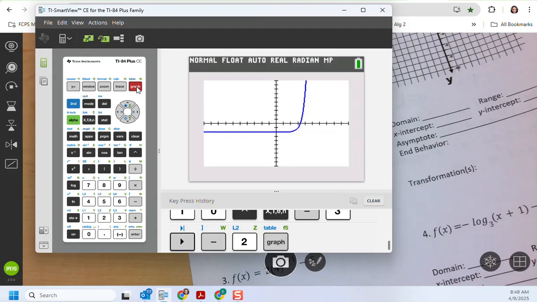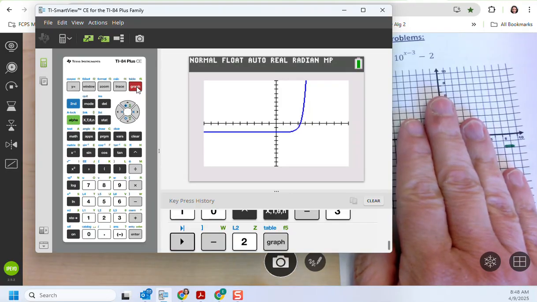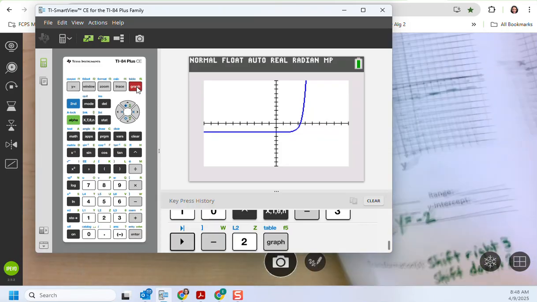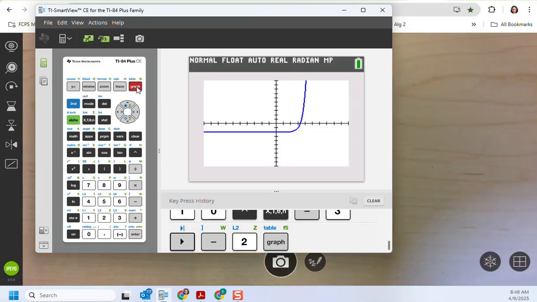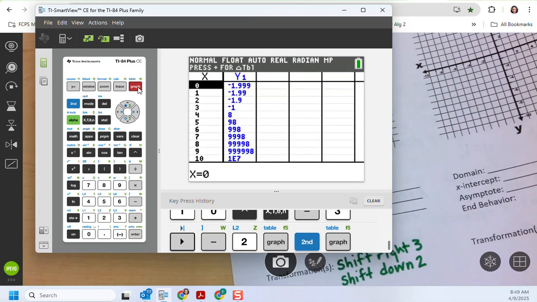All right, so we know that it's going to look a little bit like that, and so we want to get that shape on our paper, but we don't want to just sketch any old shape. So we need some numbers. Remember we had a table of values over here? So we want a table of values. So you're going to look above the graph to the table, press second table. Press second, and then graph, which has table above it.